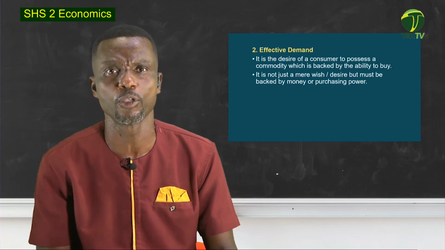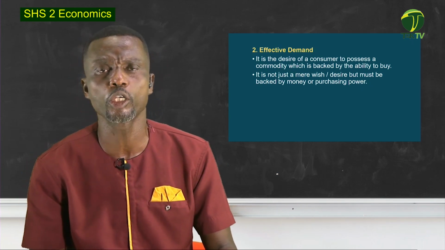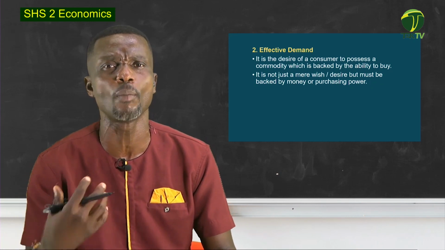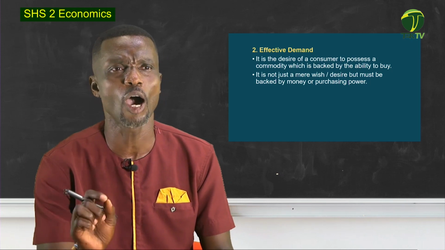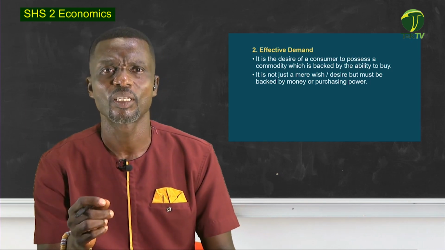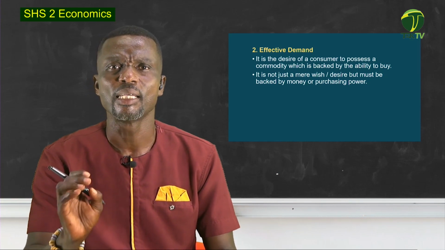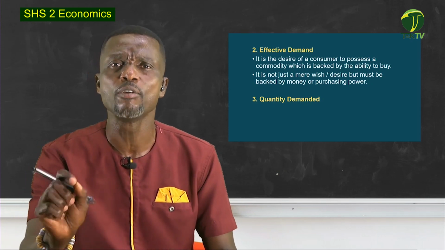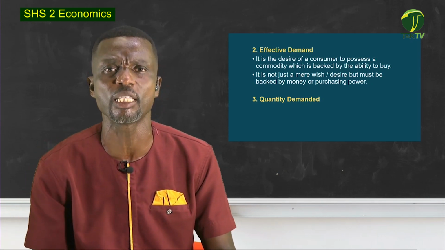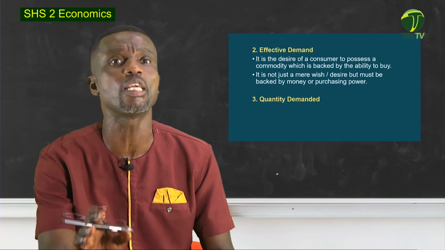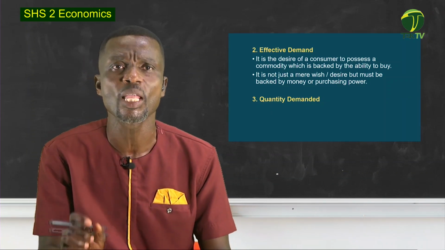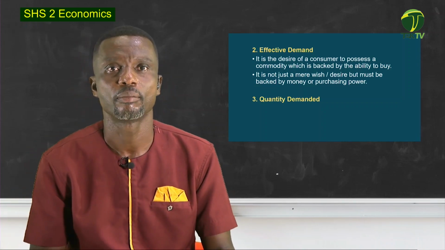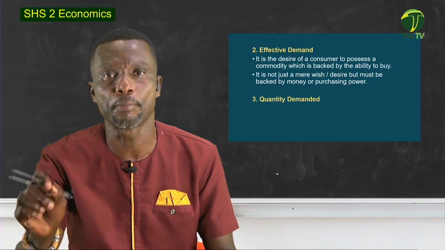So in the example I gave, you went to the mall, you did window shopping, you saw a lot of commodities you are so much interested in or so much in love with, but you are unable to purchase them. That is just a notional demand. The moment you are able to pay for any of the commodities you had interest in, then you are expressing what we call effective demand. So effective demand is desire plus your ability to pay, or desire plus purchasing power.